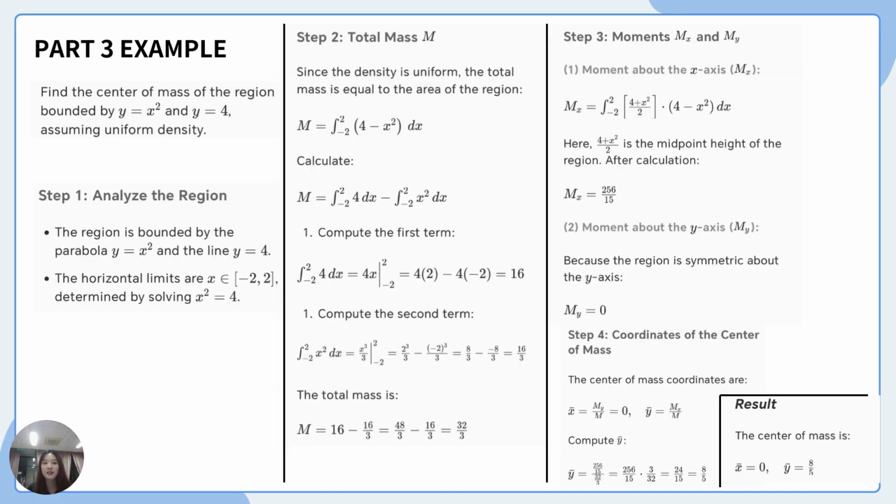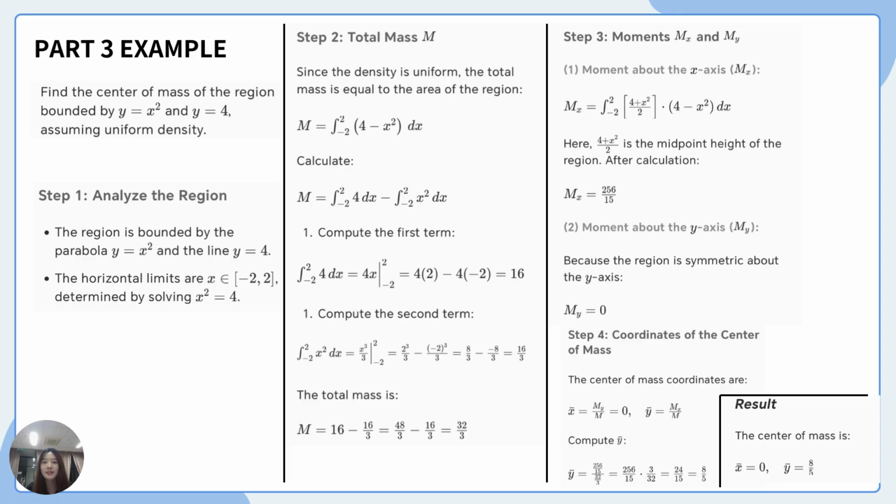Part 3 example. Find the center of mass of the region bounded by y equal to x squared and y equal to 4, assuming uniform density. Step 1: Analyze the region. The region is bounded by the parabola y equal to x squared and the line y equal to 4. The horizontal limits are x from -2 to 2, determined by solving x squared equals 4.